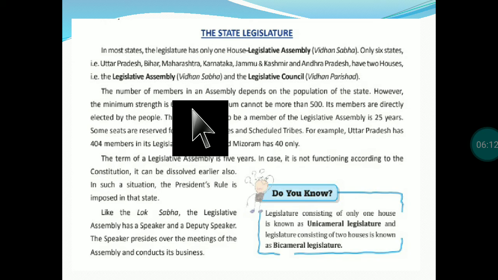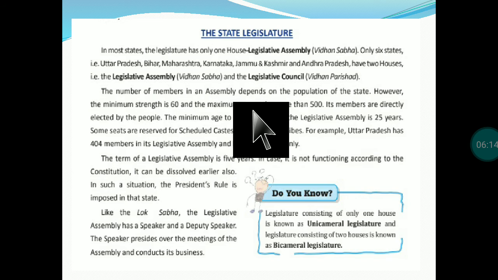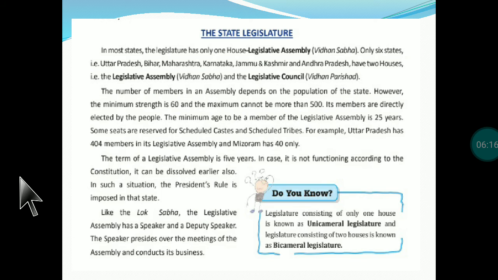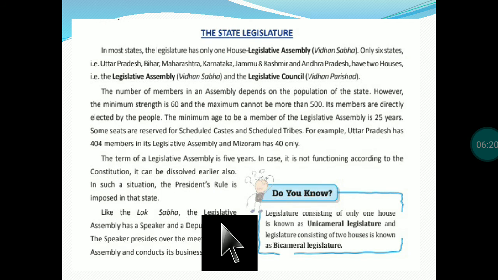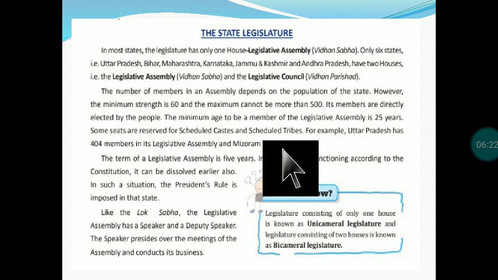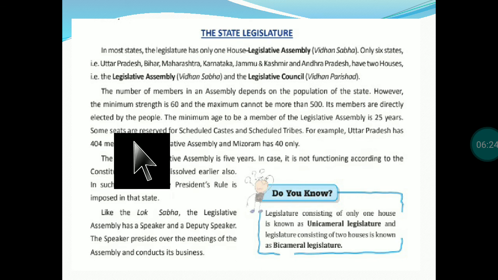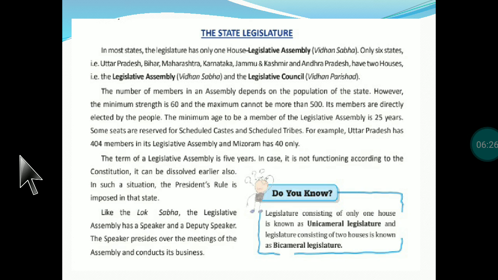Next, the number of members in an assembly depends on the population of the state. This is a topic we can discuss later because this is already too long, and we will see it in the next part.